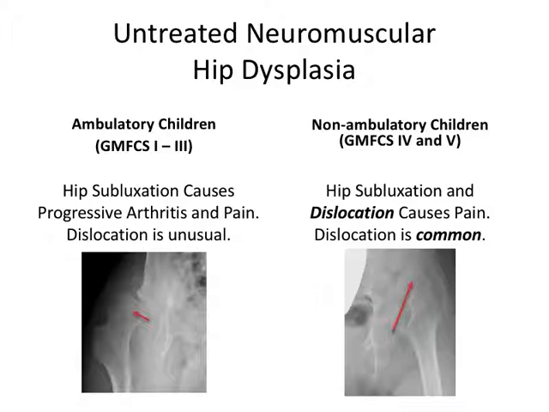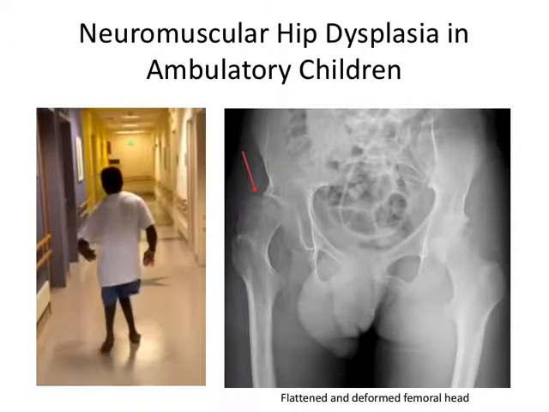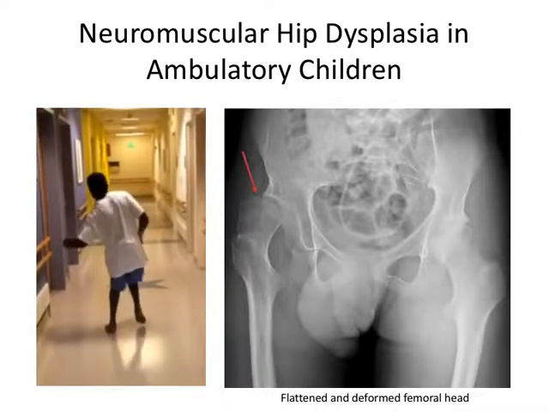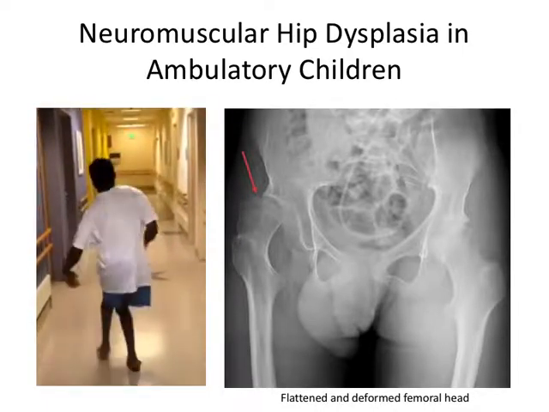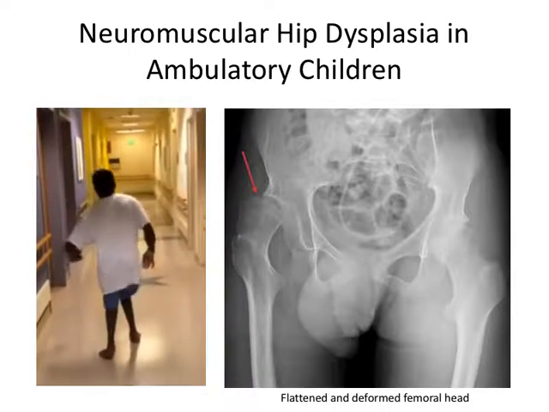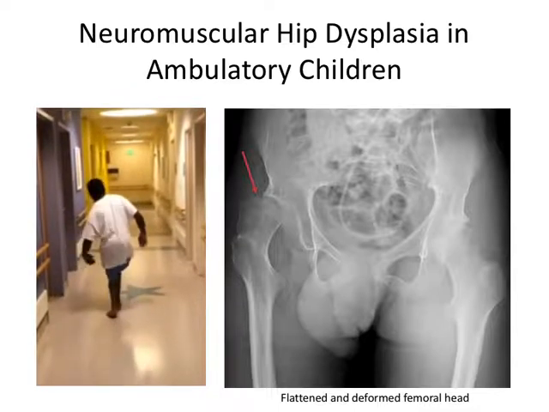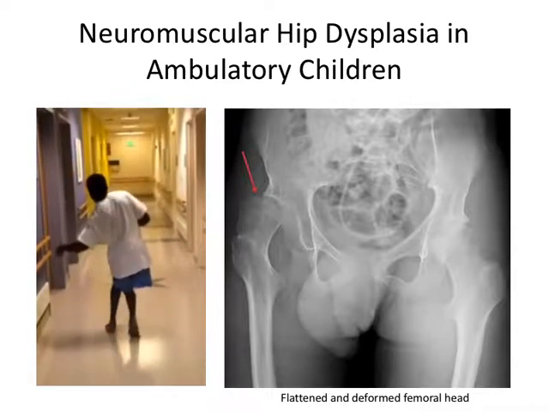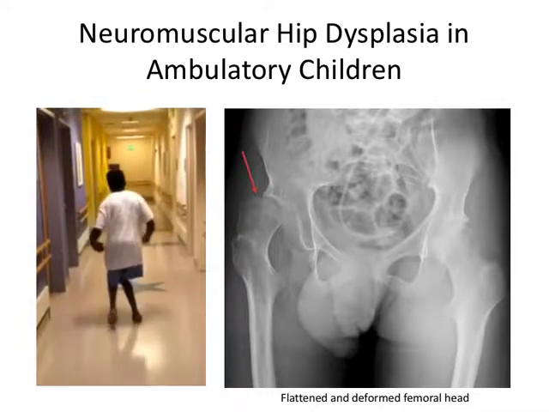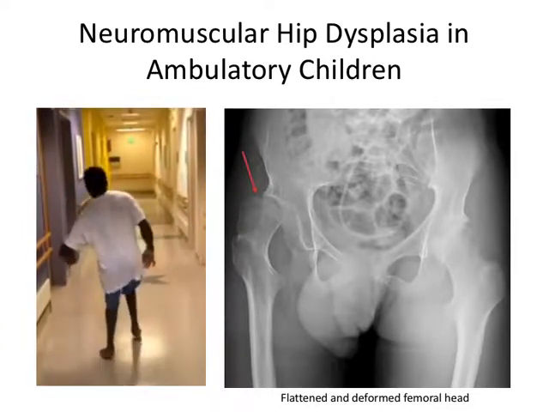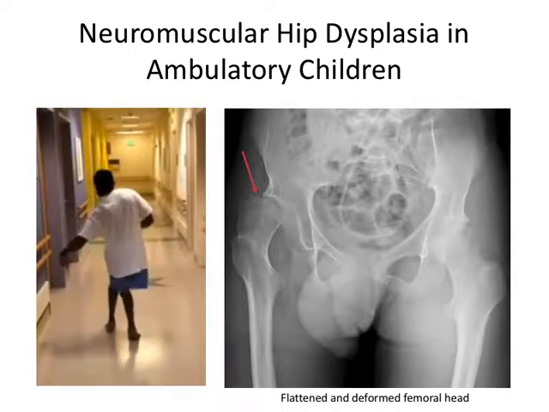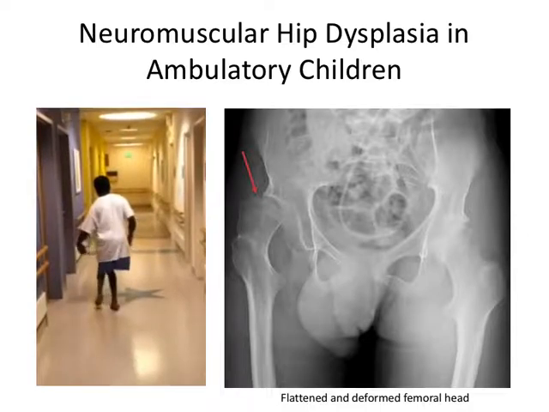And so let's go over a case of a child with undiagnosed hip dysplasia. This is an ambulatory child who is a GMFCS 2 level, and unfortunately was seen at a very good institution that did not obtain a hip x-ray until very late, until the child was skeletally mature and had a flattened and deformed subluxated femoral head with hip pain and a very obvious limp. So this is a child who, if seen earlier, could have had a reconstructive surgery that would have dramatically changed the overall outcome of his hip.